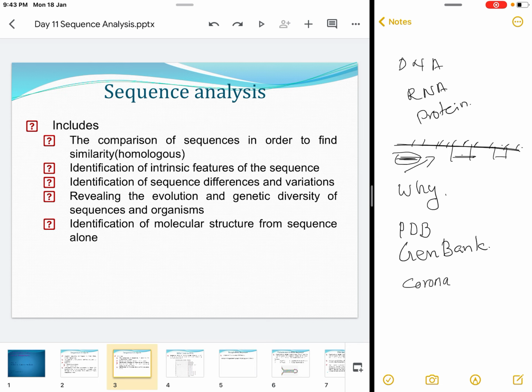Identification of intrinsic features of the sequence is also a part of sequence analysis. In the same way, you can find out the differences and variations among sequences by means of sequence analysis. Sequence analysis always reveals the evolution and genetic diversity of sequences and organisms. And the identification of molecular structure from sequences alone is also possible if you have some techniques, some tools, some algorithms to perform sequence analysis.